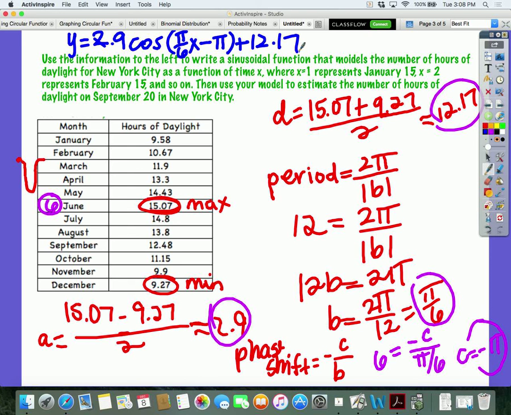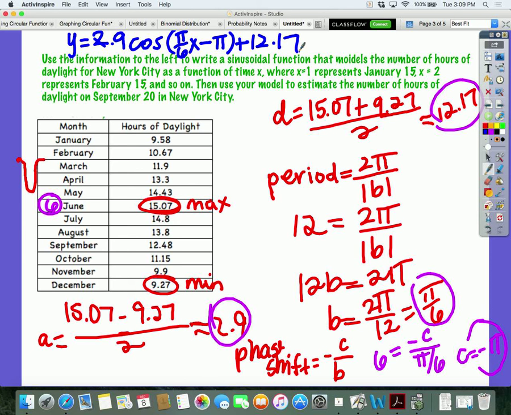Since it didn't tell us, it's always easier to default to cosine because you can always figure out the phase shift just based off of the maxes. And so since we did that, that's why it was a cosine function versus a sine. So unless it says this is a sine, then it's always easy to default to cosine.